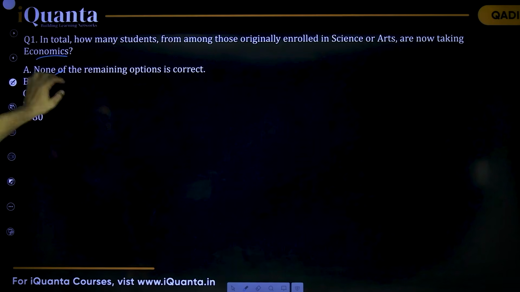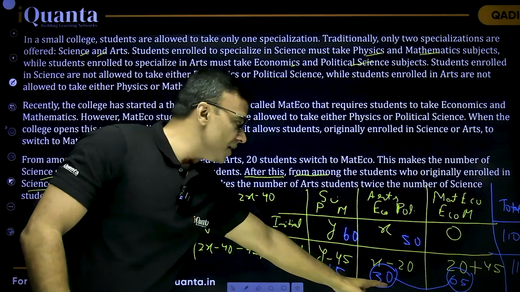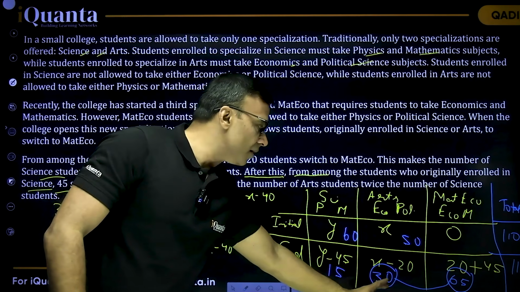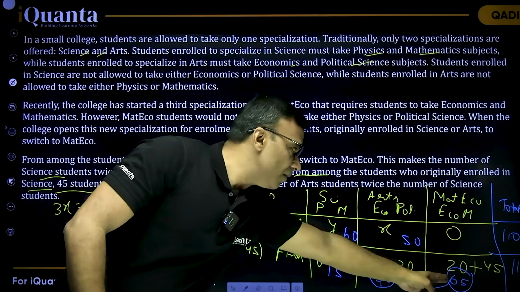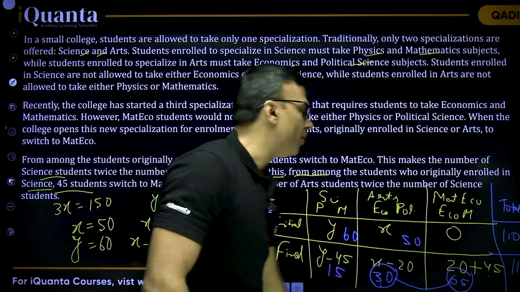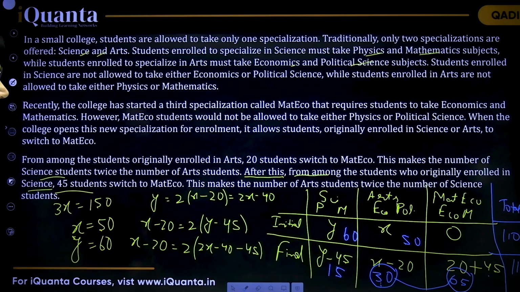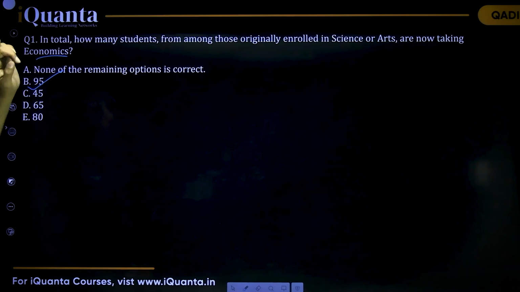People make a mistake that they forget this 30. These 30 people are still studying economics. These 20 people are now studying economics, and these 45 new people are also studying economics. Okay. So total 95 is the answer of this question.